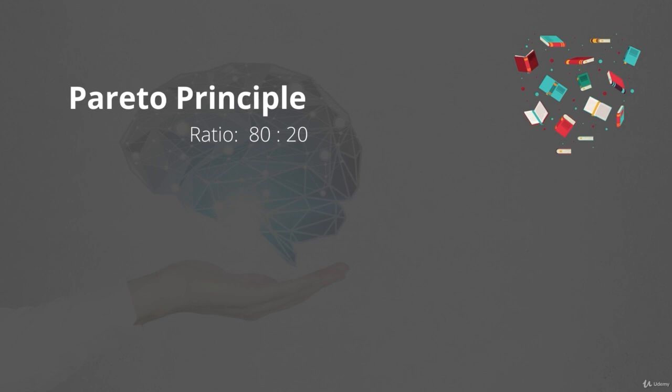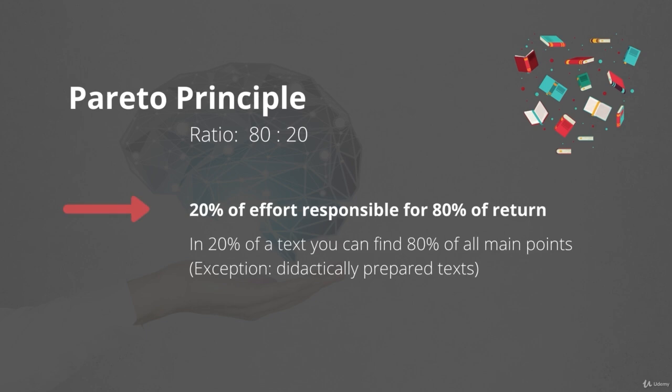It's a principle by the Italian economist Vilfredo Pareto, and it states that in most areas of life, only 20% of actions are responsible for 80% of outcomes. On the flip side, 80% of actions are only responsible for 20% of the outcomes. This means that if we identify those 20%, we are able to get 80% of outcomes. Or translated into reading, this means that 20% of effort responsible for reading gives you 80% of all the main points of a text. And when you are skimming, you are trying to identify those 20%.